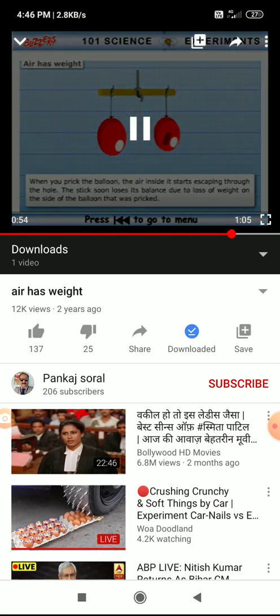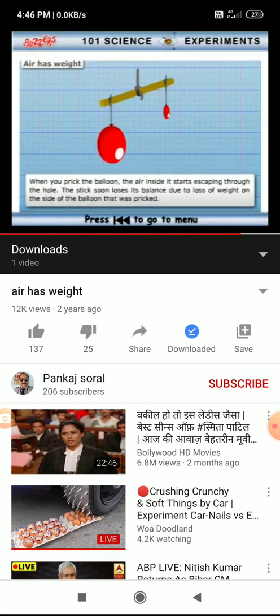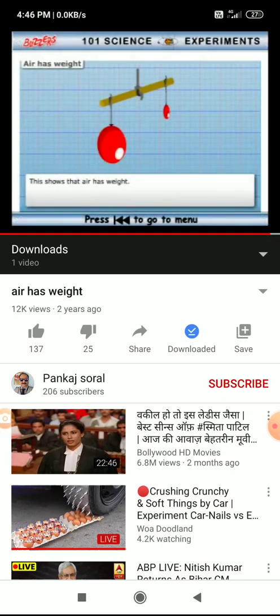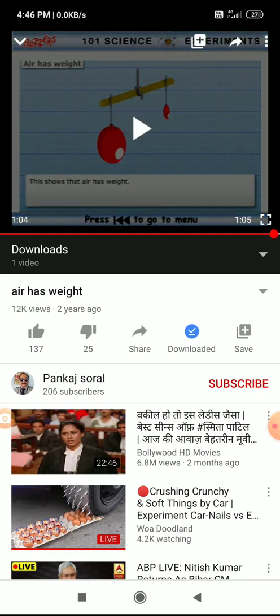Then slowly the air will go outside of the balloon, and here you can see one balloon went upside, another one will come downside. So why do you think it happened like this? Right, because the A balloon has air inside it, and B balloon now doesn't have air. So the balloon which has air comes downside. So from this experiment it shows that air has weight.